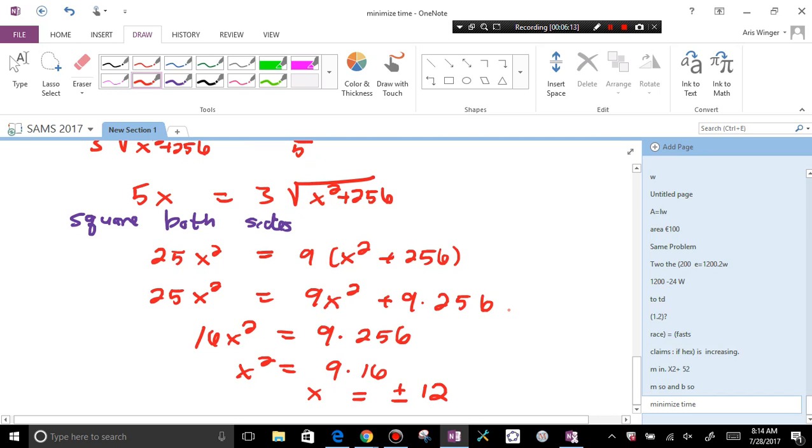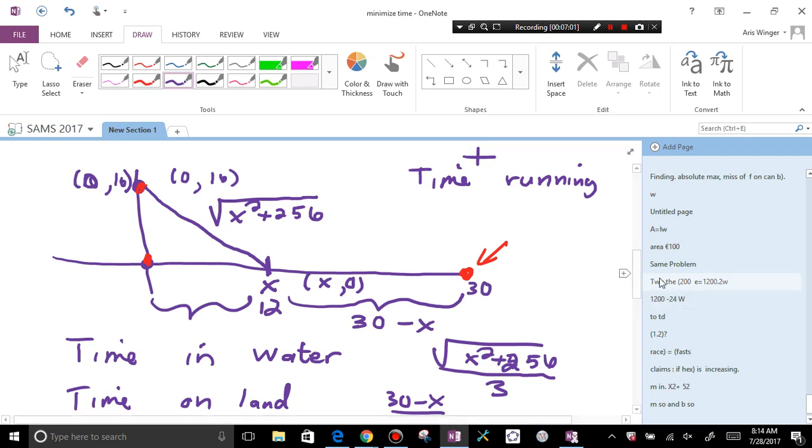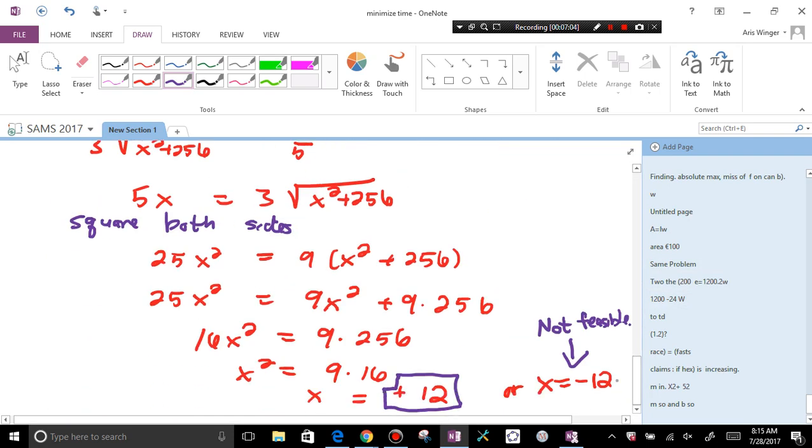All algebra there. Given the context of the problem, we of course will take the plus, and we'll say the negative is not feasible. Well, usually this number looks horrible. But they set it up so nicely. Right? So 12. 12 miles down the road. That's where they should land. You can find the time by plugging in 12 and answering whatever question I have.